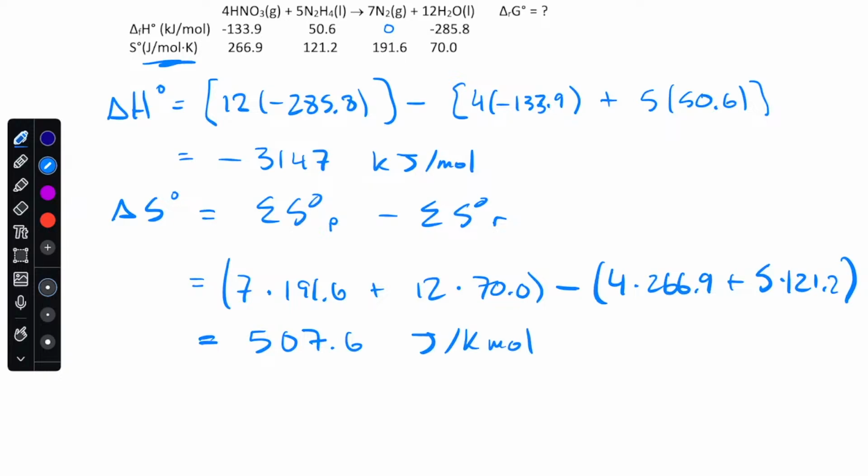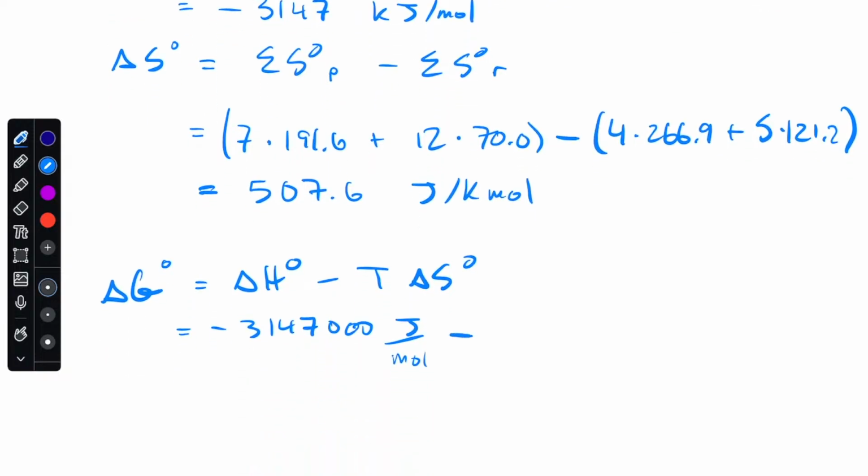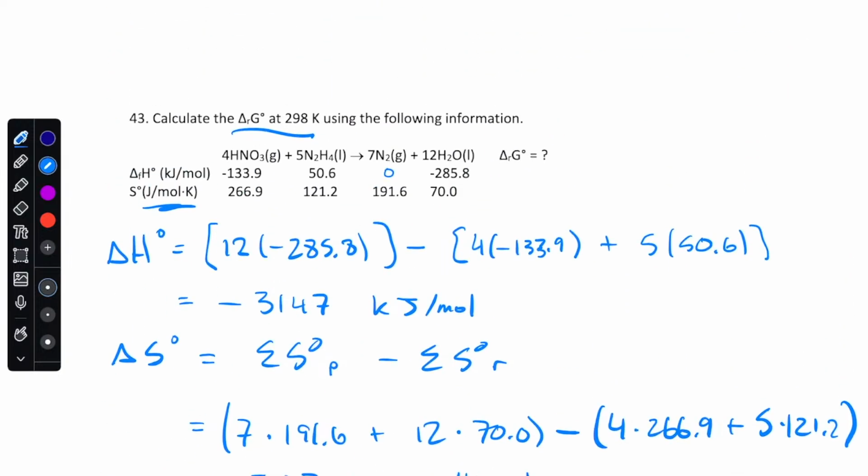Now it wants the delta G at 298. It's going to be equal to our delta H minus T delta S0, equals minus 3147,000. We're going to make that joules because it's got to agree with our delta S. Minus our temperature was 298. You can see that in the question.